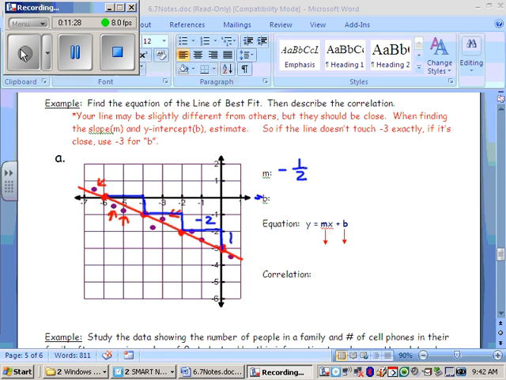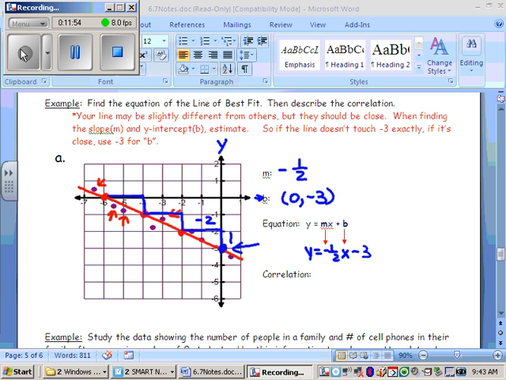The y-intercept, or b, is the point where the line is touching the y-axis, and this is your y-axis. So your line is touching the y-axis at -3. So like we did in the previous lesson, we're just going to simply plug in -1/2 for the m and -3 for the b. And we have our equation.